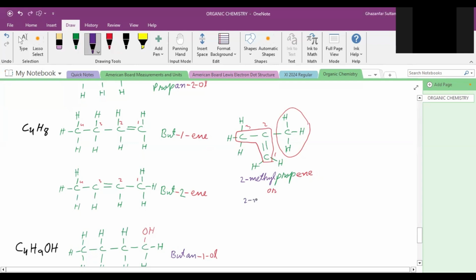But according to IUPAC, it is not necessary. 2-methylprop-1-ene is also correct.